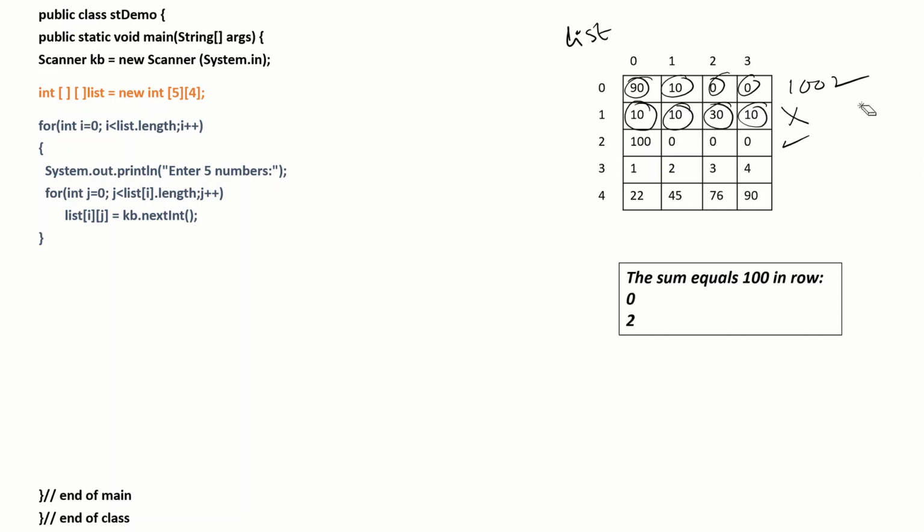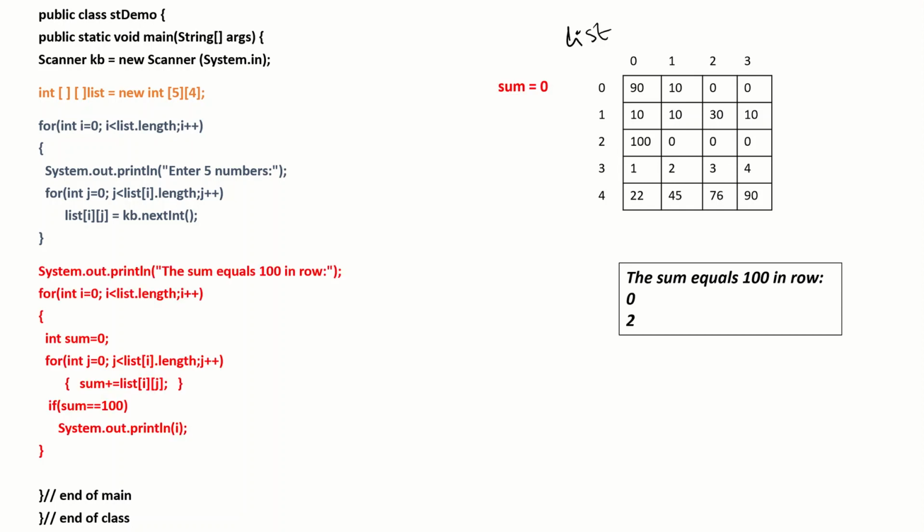So now, how to go for each row and find the summation, and then double check if it is 100 or not? This will be done as follows. I will output a message saying "output the summation equal 100 in row" just before we do the nested loop. That's why we will have this message just before we go for anything by row or by column. So this is only a one-time message.